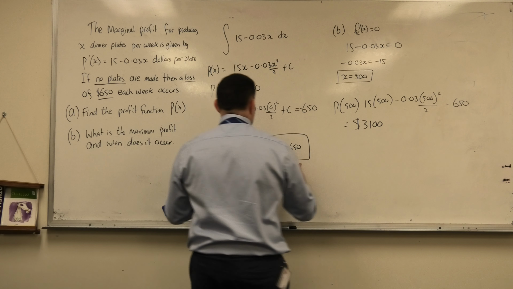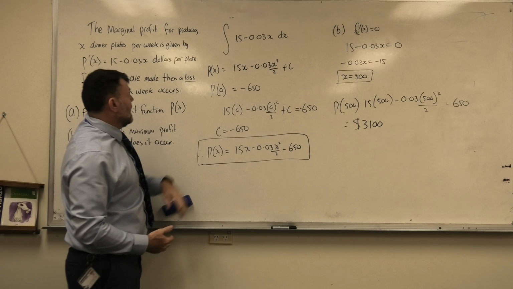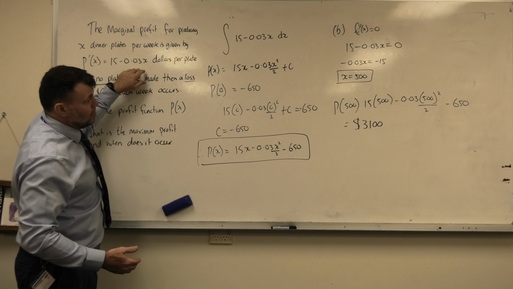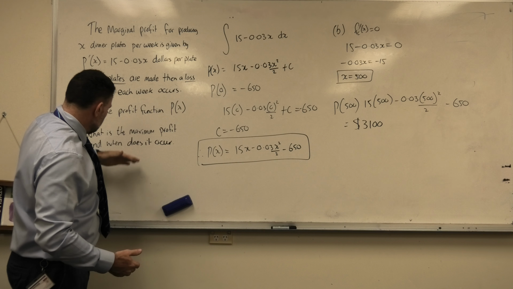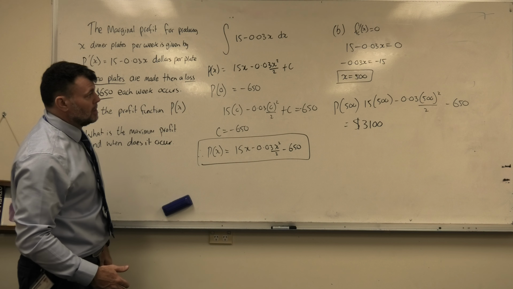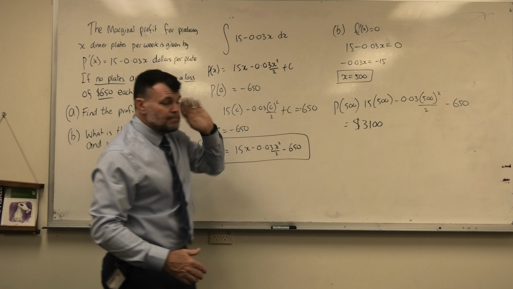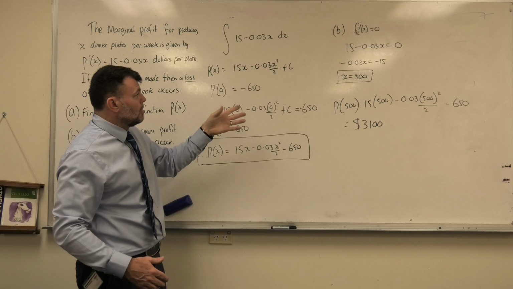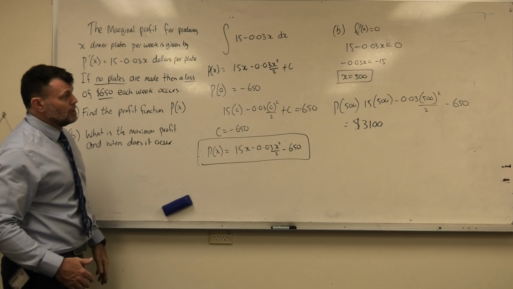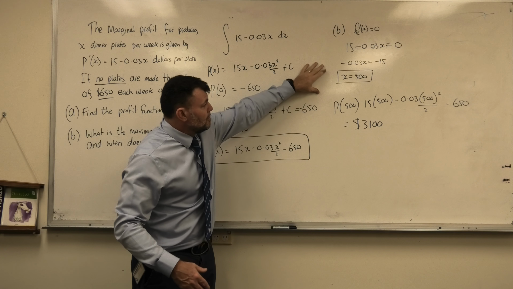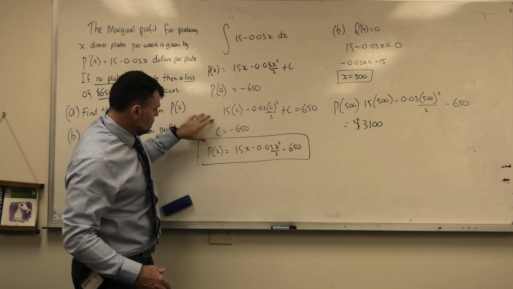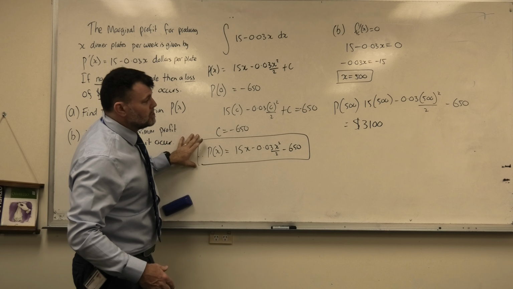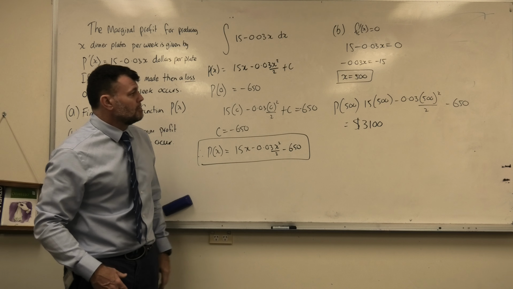We can plug that in and we get our profit function. We then use this profit function and our derivative to help us work out what the maximum profit is going to be. We find out that if it's maximum, we've got to equate our derivative to 0, and that's what we've done up here. And then we use our x value in the profit function to work out how much money actually is saved or earned.